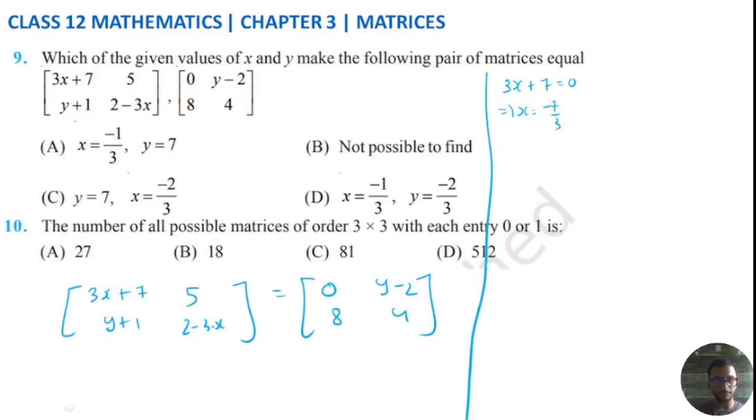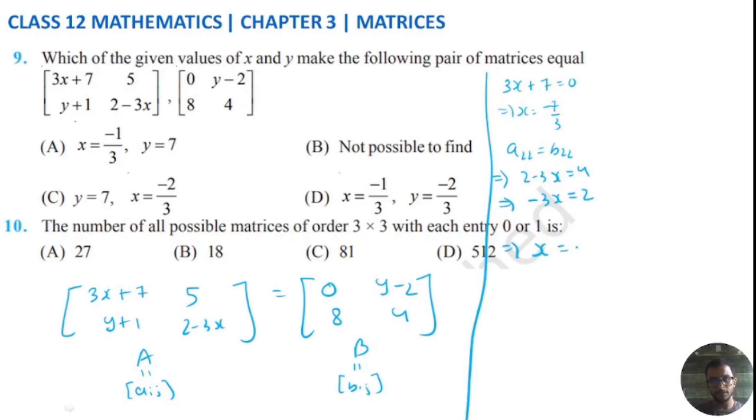But now if you compare the second row and second element, that is A22 with B22. Suppose this matrix is A and this matrix is B, with elements Aij and Bij. Then if I compare A22 with B22, it will give 2 minus 3x equals 4. That will give minus 3x equals 4 minus 2, which is 2. That will give us x equals minus 2 by 3.